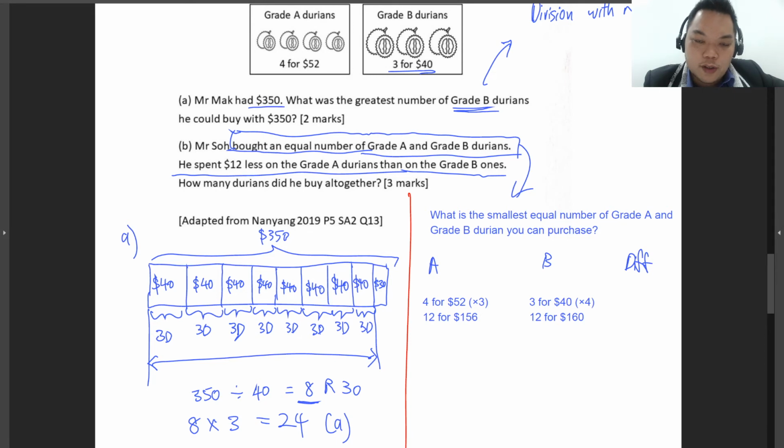Now we can consider the difference. Okay, a lot of you got the answer already. Just give me a while first. So we want to compare the difference in one set first. The difference here is $4. Correct?